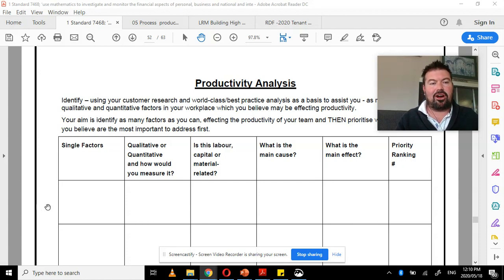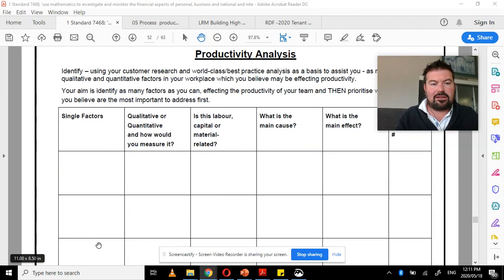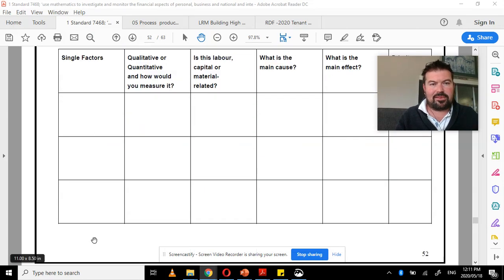valuations. On your left-hand side, I want you to tell me what are the things that you deal with in your business. What are the single factors? Is it technology? Is it location? Is it attitudes? Is it company culture? Is it company structure? You're going to put down these single factors on the left-hand side. Qualitative or quantitative? How do you measure it? Then tell me, is it labor, capital, or material related? What is the main cause for these kinds of things to not work?